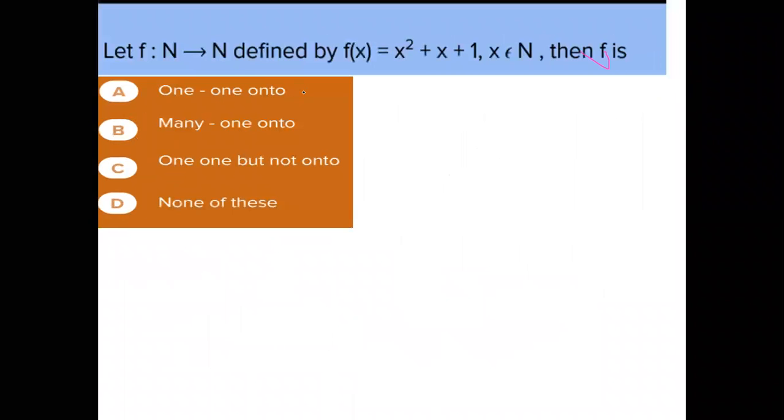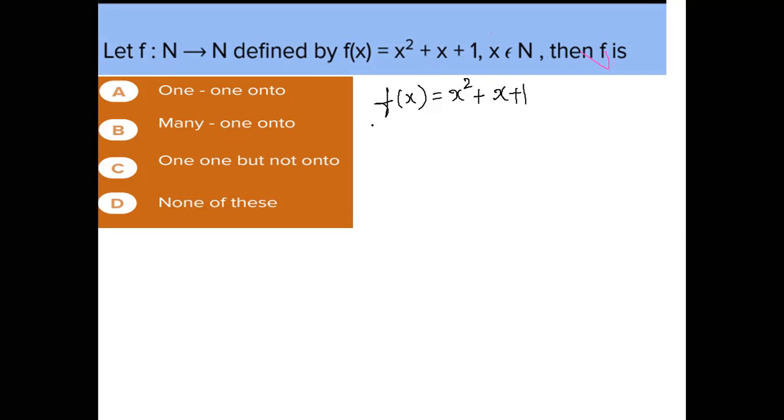Now this is f from N to N defined by f of x is equal to x square plus x plus 1. Now you have to check what kind of function it is, whether it is a one-one function, or one-one and onto. If the right option is A, then you have to show it is one-one and it is onto. If it is B, you have to show it is many-one and onto. If it is C, it is one-one but not onto, or none of these.